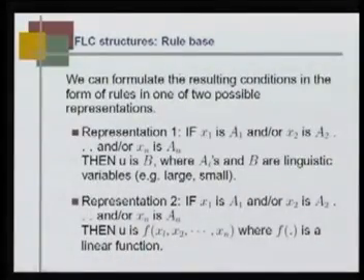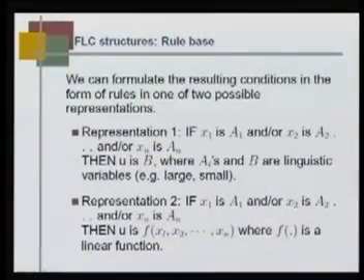So, FLC structures the rule base. Normally, for any fuzzy logic controller of Mamdani type, we can have two categories of fuzzy rule base. The first representation is: if x1 is a1 and/or x2 is a2 and/or xn is an, then u is b, where the ai's and b are linguistic variables, like large or small. Here x1, x2 and xn are either state variables or errors in state variables.